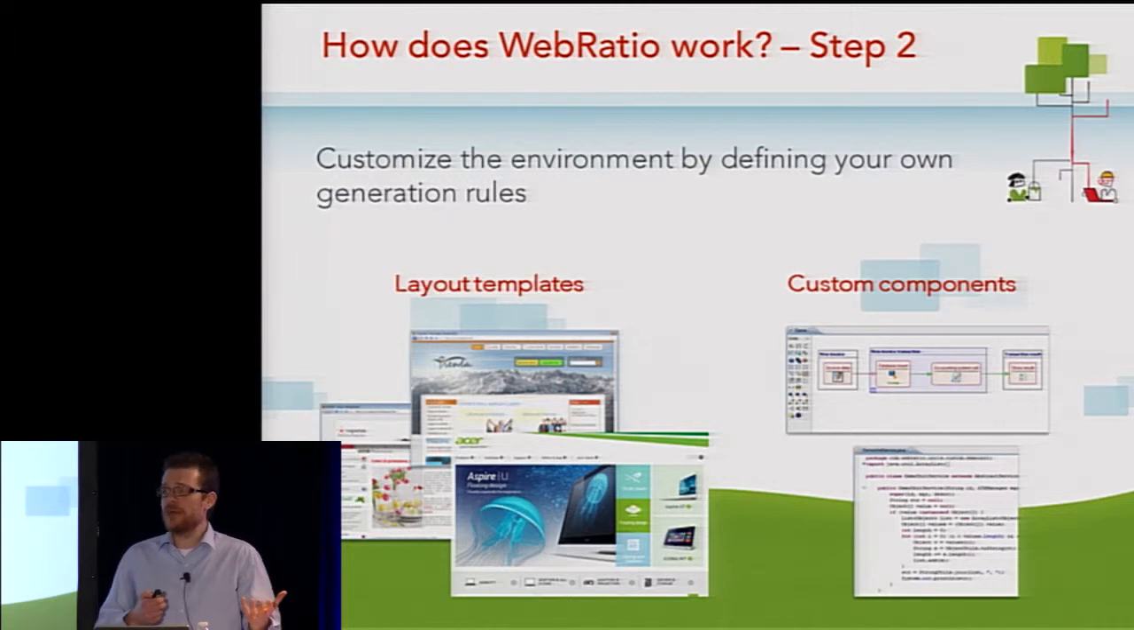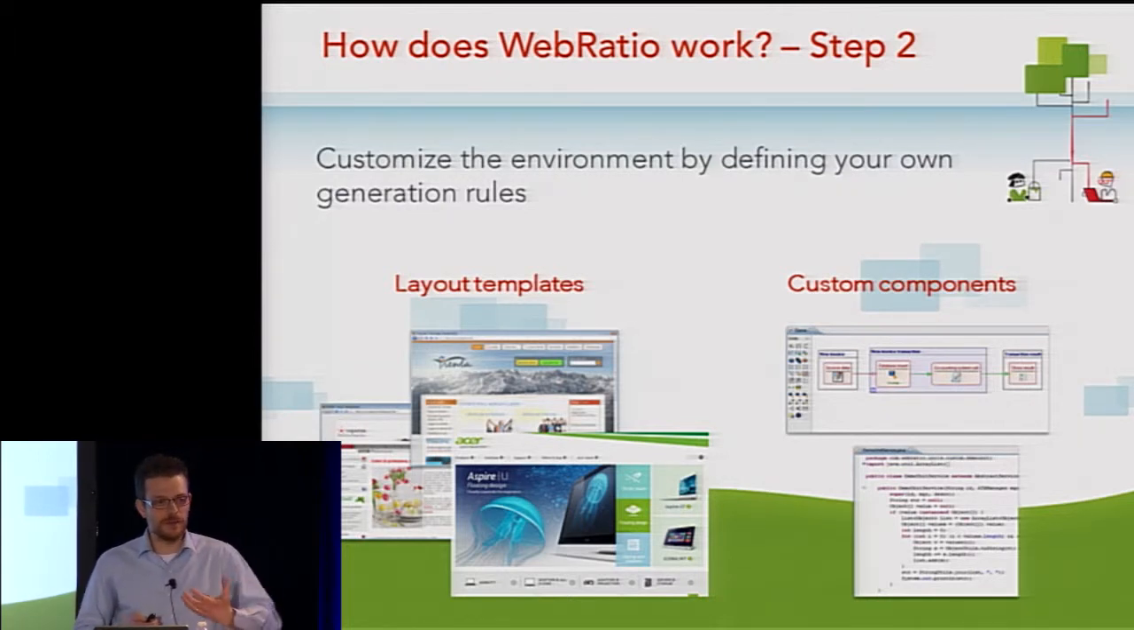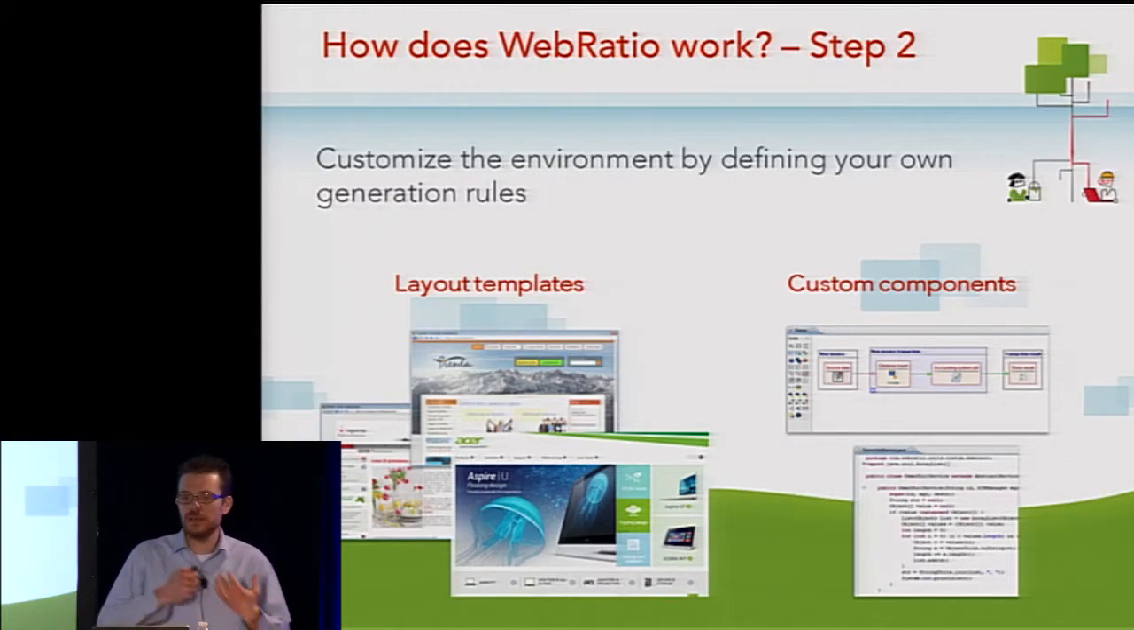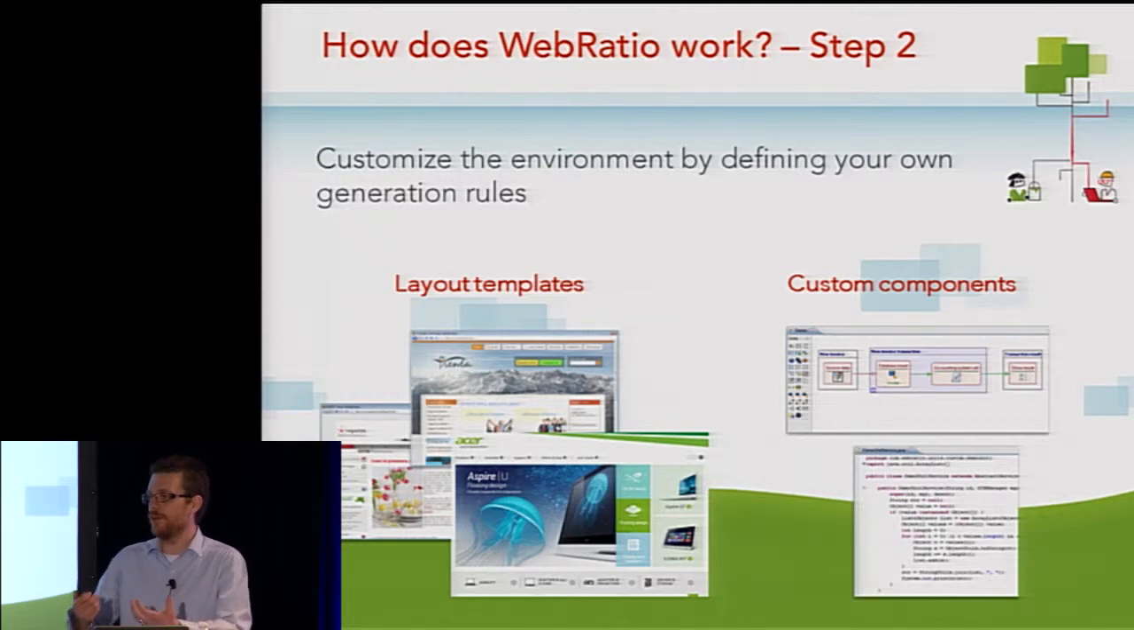So the first step is to define the model. Define how your application is built in terms of model, processes, and then how these processes are implemented using WebML. The second step is the customization of the way the solution is going to be generated, in terms of custom components, something that we have covered before, and in terms of layout templates. So in terms of the visual identity you want to apply to your web application.